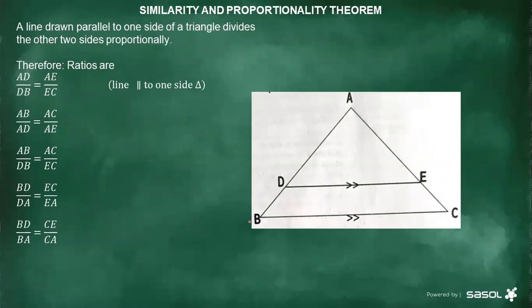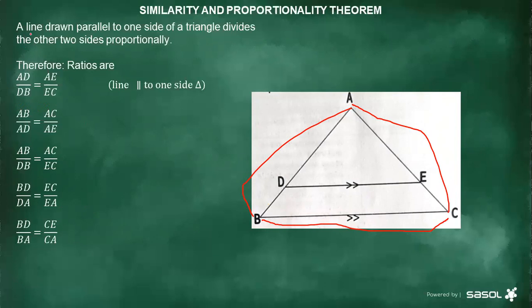Now we are done with circle geometry for grade 11. We are now into similarity and proportionality theorems. They are saying a line drawn parallel to one side of a triangle divides the other two sides proportionally. A line drawn parallel to one side. Now we have a triangle in this one, which is triangle ABC. That is the triangle that we had before, right?